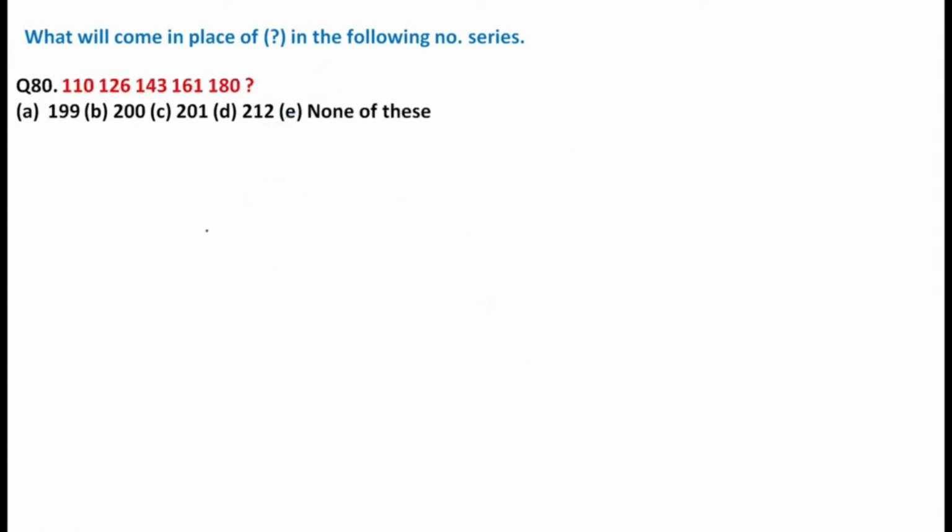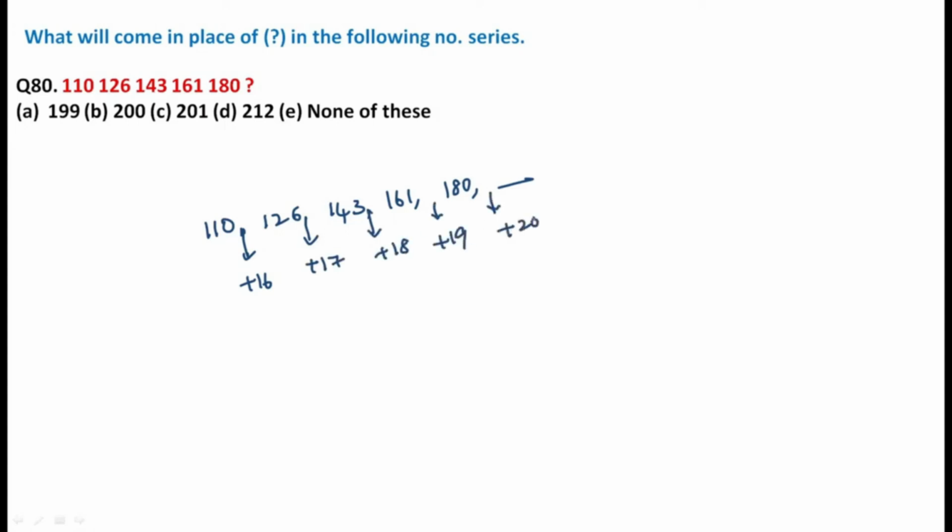Next one. The numbers are 110, 126, 143, 161, 180, dash. Now we just add 16 here, we add 17 here, just add 18, just add 19, and the next number we need to add is 20. Now the answer is 200.